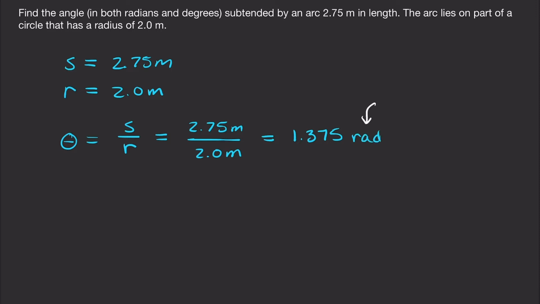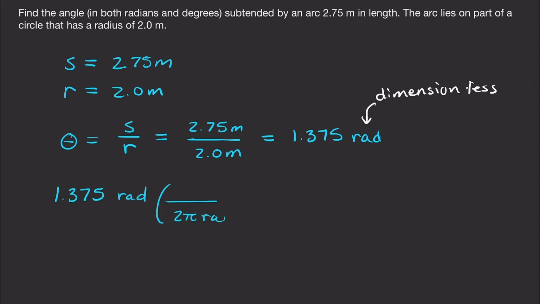And you should notice this is a dimensionless unit. So radians isn't actually a real unit, it's just a ratio of the arc length to the radius. And so when we do this, we'll always get an answer in radians. And if we want to convert this into degrees, then we know there are 2 pi radians in a full revolution, and there are also 360 degrees in a full revolution. So if we multiply by 360 over 2 pi, we get 78.8 degrees.